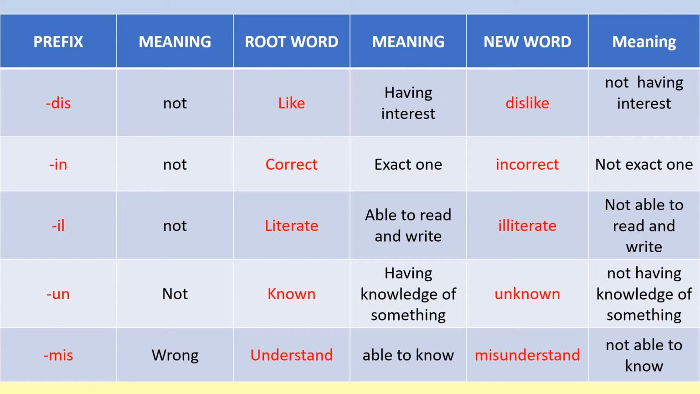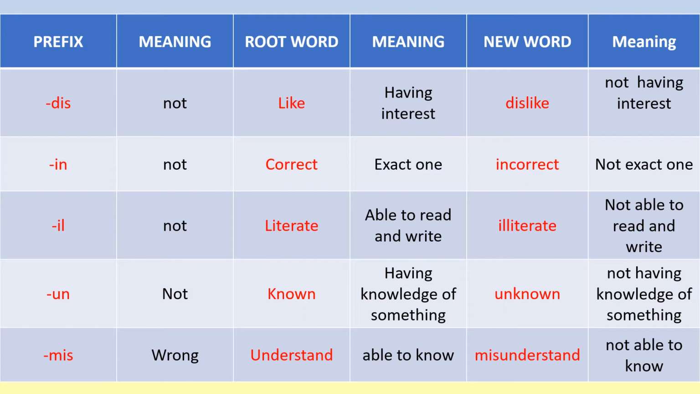Likewise, you can see the third one. Ill is a prefix, root word literate and a new word illiterate. Root word meaning able to read and write. New word meaning not able to read and write.